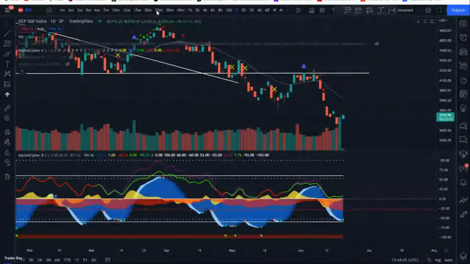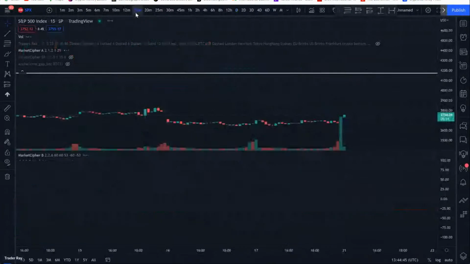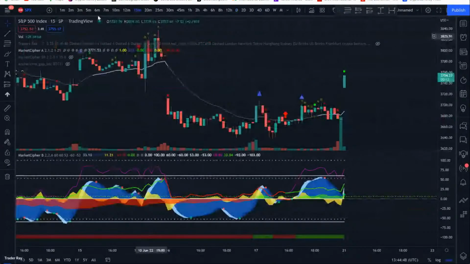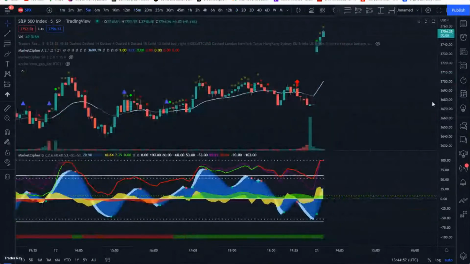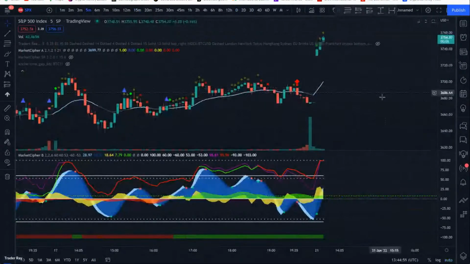Let's quickly head over to the S&P. Let's also zoom here on the 15 minute. Matter of fact, you know what? Let's take the 5 minute. Then we have a little bit more accurate data. Yeah, it looks pretty good. Okay, this looks pretty good.